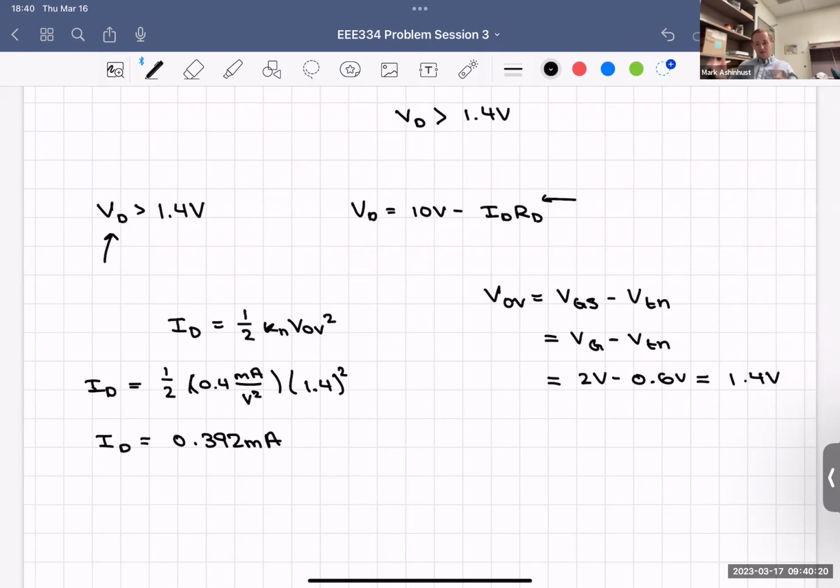Awesome. We have everything now except for RD, which means we can solve for our answer for what RD needs to be to ensure we're in saturation. So VD must be greater than 1.4 volts. I already said that. But now we know what VD is. VD is 10 volts minus 0.392 milliamps times RD, which must be greater than 1.4 volts.